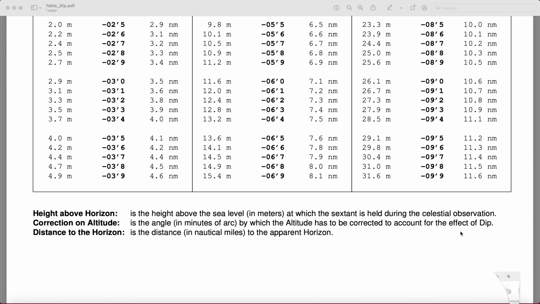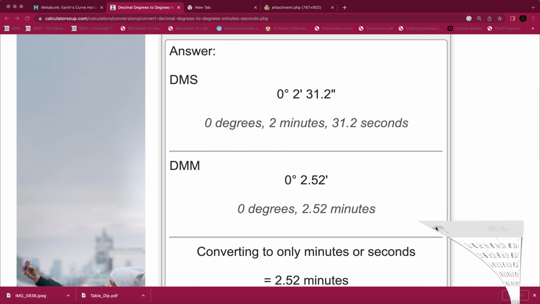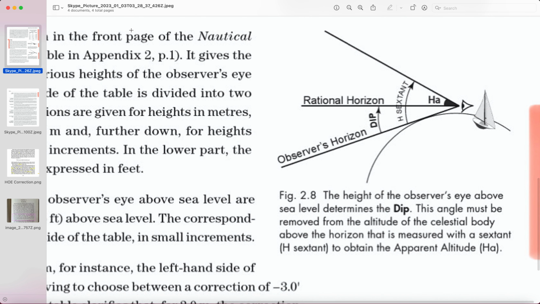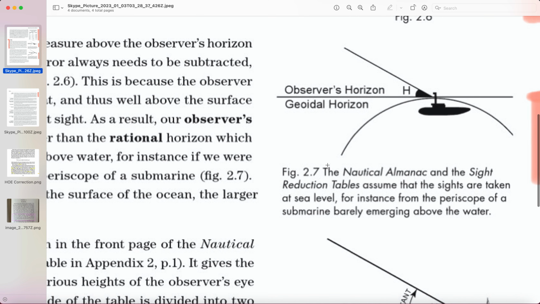And just to give a little bit more meat on the bones for the dip correction before I go back to what we're doing. Here we have dip correction, figure 2.8. The height of the observer's eye above sea level determines the dip. This angle must be removed from the altitude of the celestial body above the horizon that is measured with a sextant. Figure: observer's horizon, geodal horizon, figure 2.7. The nautical almanac and the sight reduction tables assume that the sights are taken at sea level, for instance, from the periscope of a submarine barely emerging above the water.